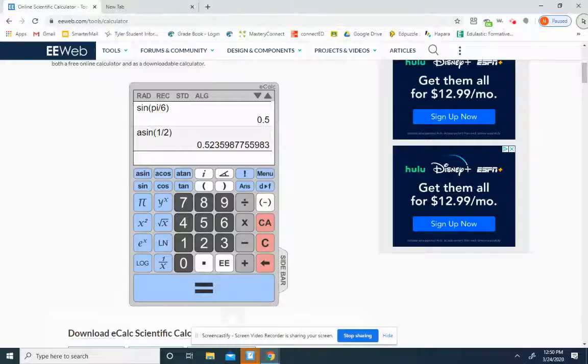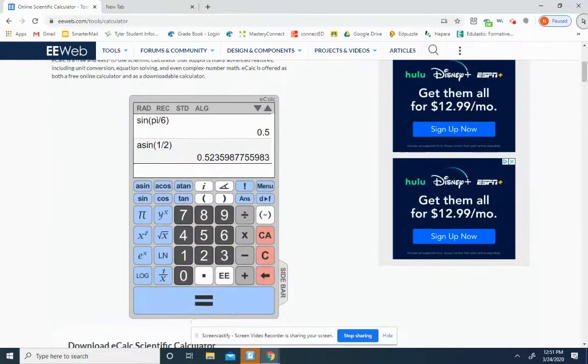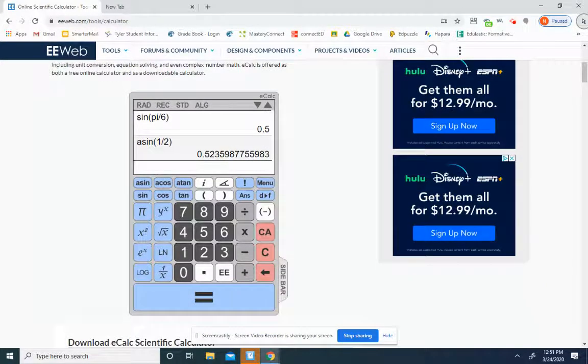So if you go to Google, you're going to look up this website, eeweb.com/tools/calculator. And it's going to bring you to this website. And basically, you're going to scroll to the bottom, and it'll have an online scientific calculator. And as you look at it, it basically has all the functions that a normal calculator would have in our classroom.